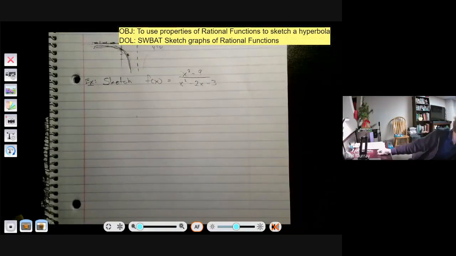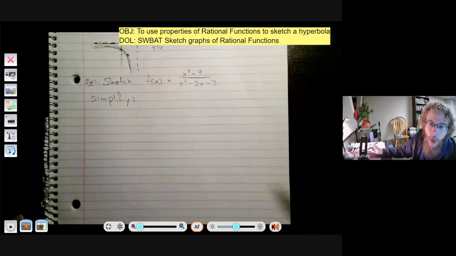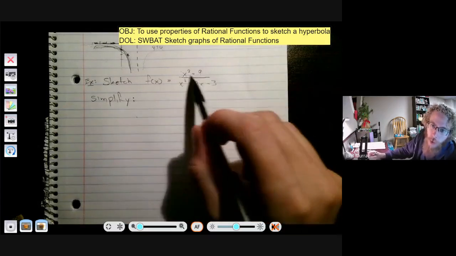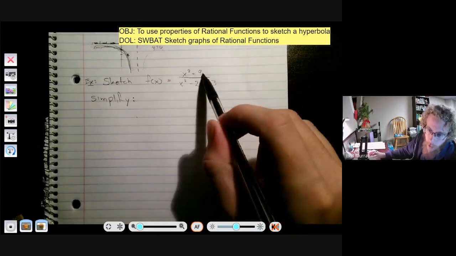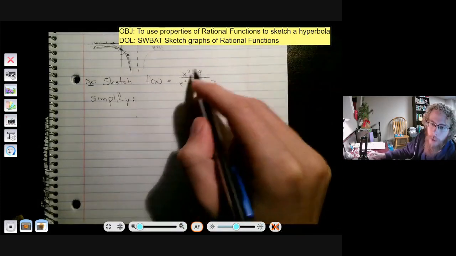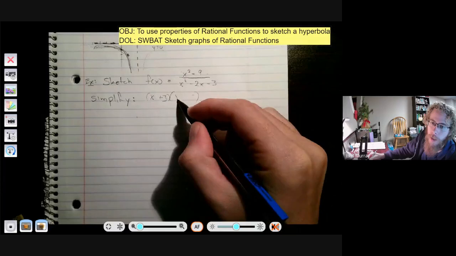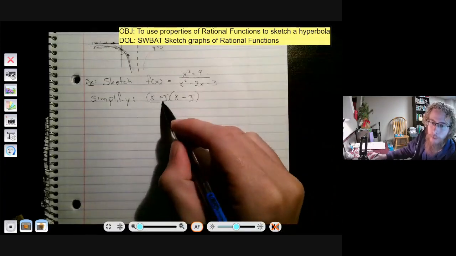All right, so now we're going to take a look at (x squared minus 9) over (x squared minus 2x minus 3). Let's simplify this, since I know I can do something up here, and it looks like I can do something down here. In the numerator, x squared minus 9 is a difference of squares. That breaks up to (x plus 3)(x minus 3).